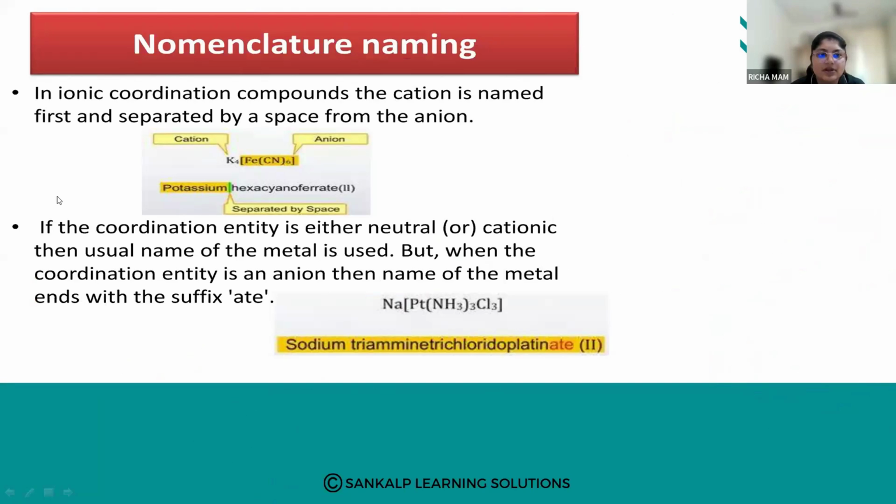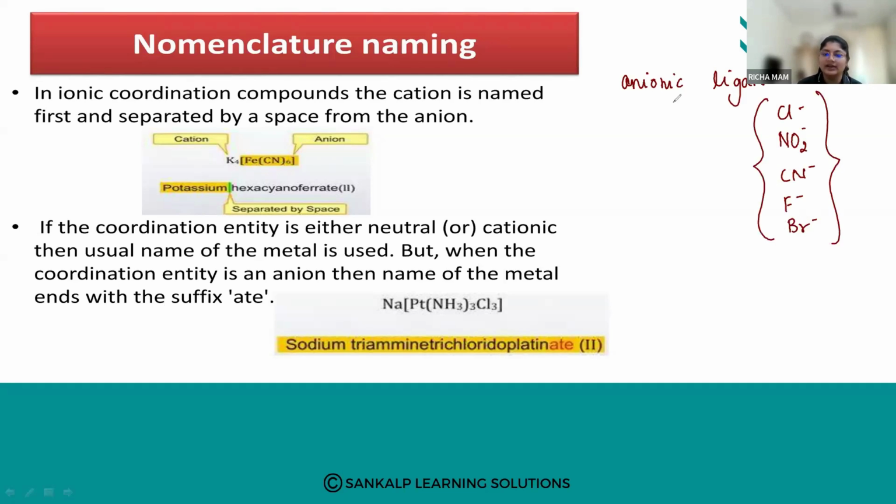Next we are going to use the names of the anionic ligands, which end with O. Remember that whenever you have anionic ligands, now which are the anionic ligands? Chloro, nitro, cyano, fluoro, bromo. So these are the anionic ligands. Whenever you have negatively charged ligands, the name ends with O. Remember that.